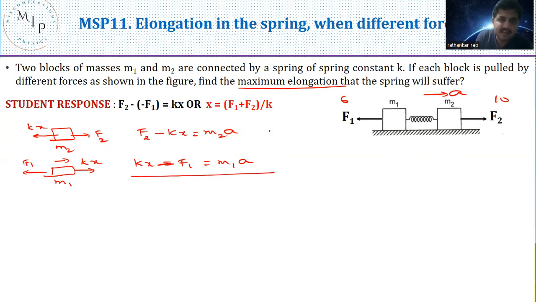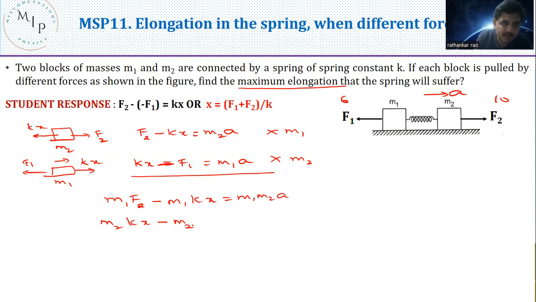So what I will do is, I'll multiply this by M1 and I'll multiply this by M2 and subtract one from the other. Which means what? I'll do M1 F2 minus M1 Kx is equal to M1 M2 into A. And then here similarly, I'll write this as M2 Kx minus M2 F1 is equal to M1 M2 into A. Now, let us subtract. Let me call this equation number 1, and this is equation number 2.